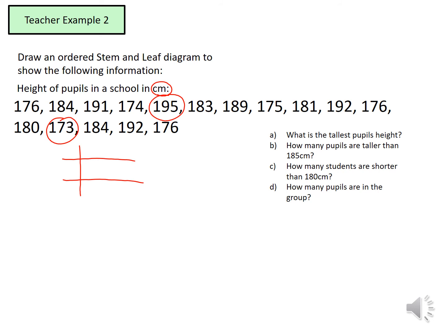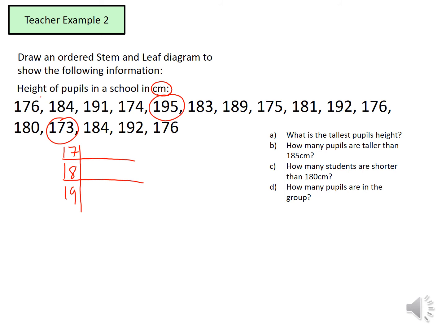My smallest number is 173. Remember, leaves can only have one digit, so 173, that means my stem is 17. My largest number is 195, so my stem is 19, and then my missing stem will be 18. Again, moving on to the leaves. I'm not going to focus on the order, I just need to get all the information in.